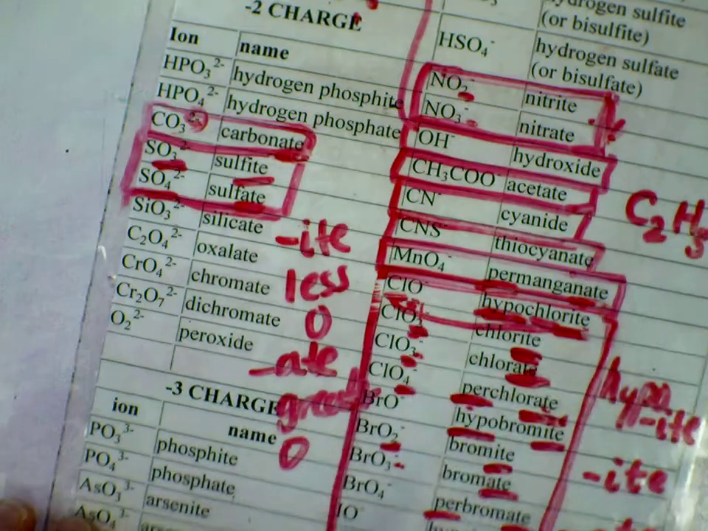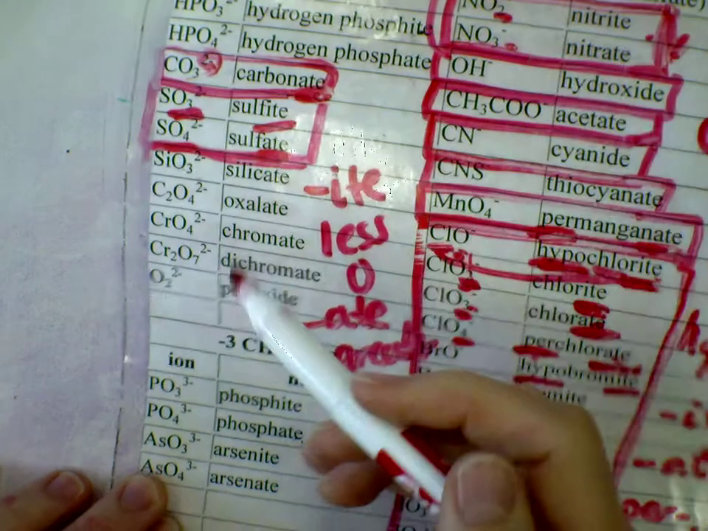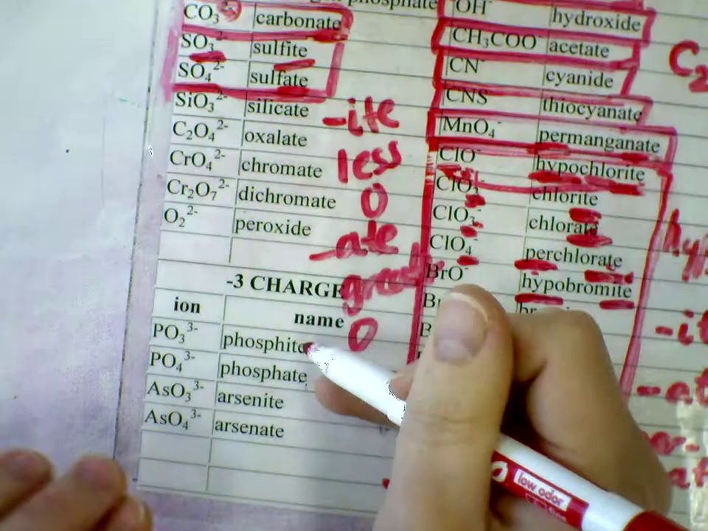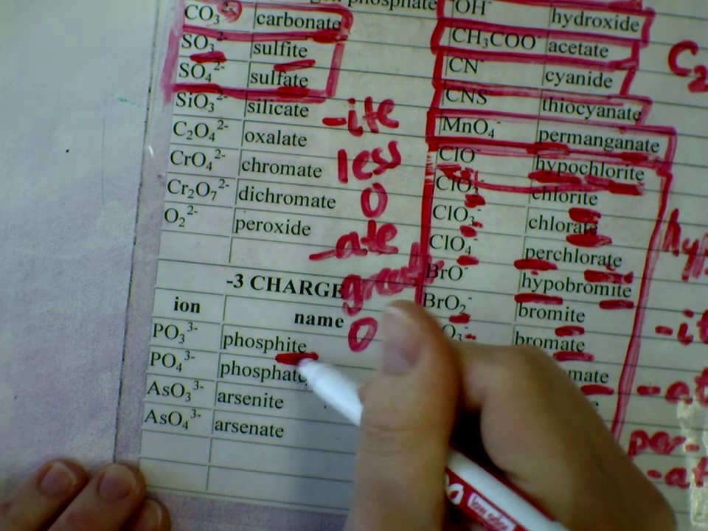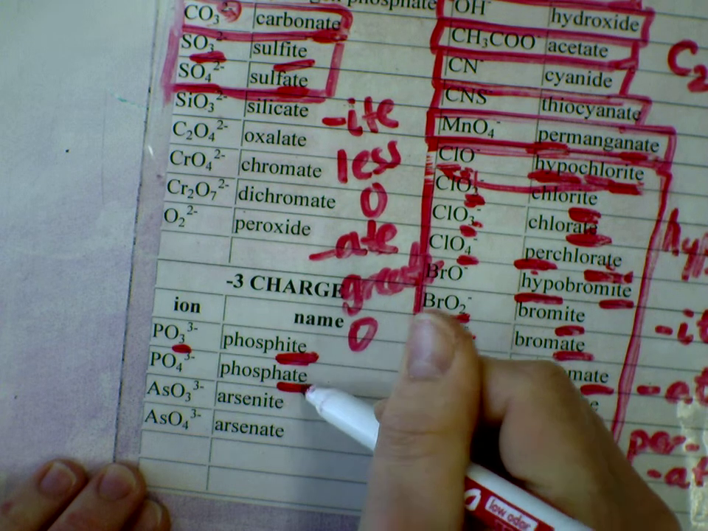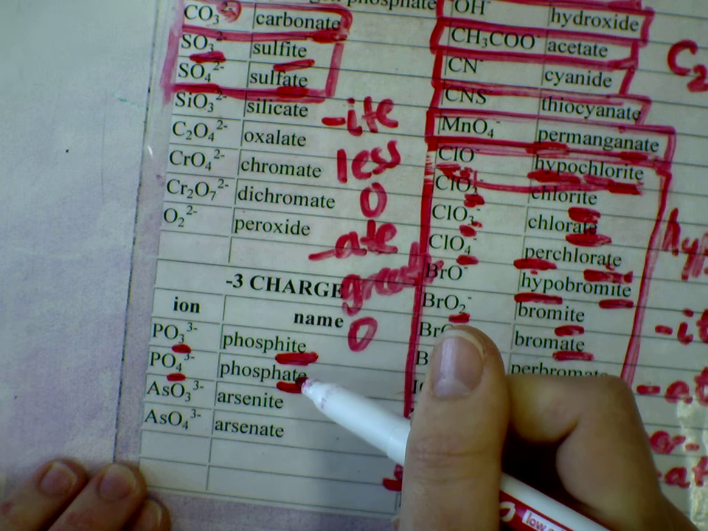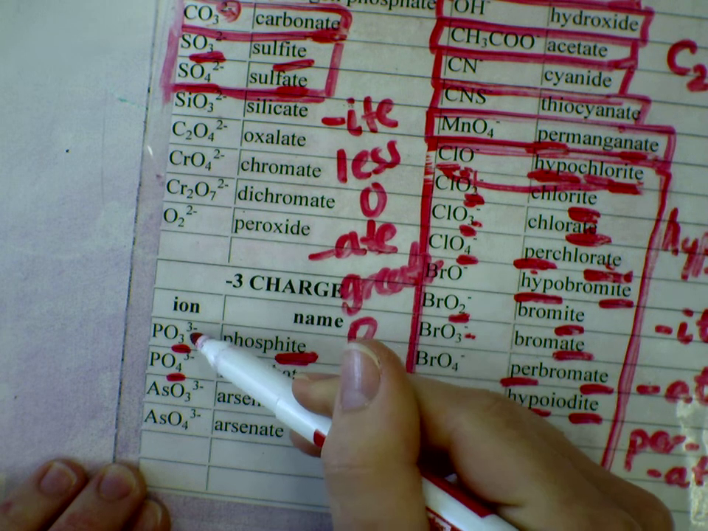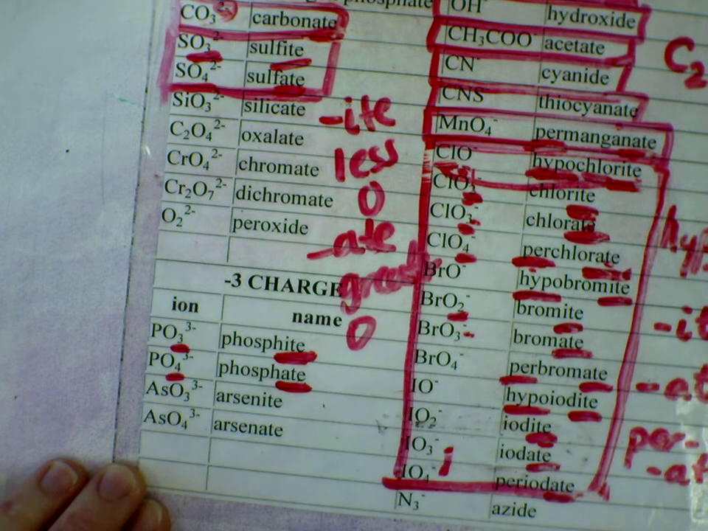So I'll look down at the bottom of this list. We have phosphite and phosphate. -ite is the lesser number of oxygens, -ate is the greater, so phosphite and phosphate, we've got PO3 3 minus, PO4 3 minus. The charge hasn't changed from phosphite to phosphate. They're the same charge, which is nice.